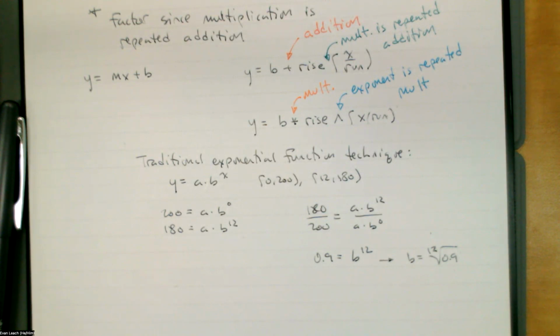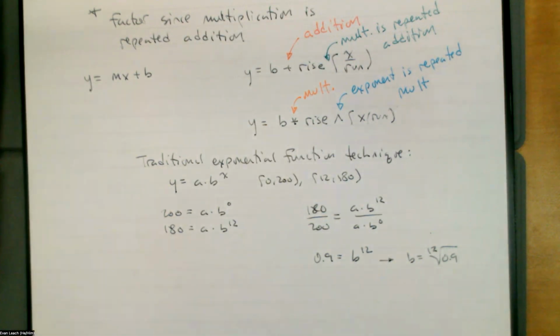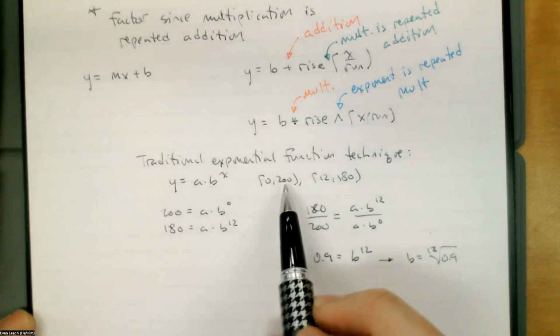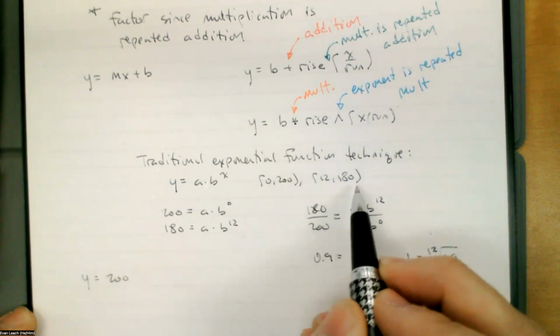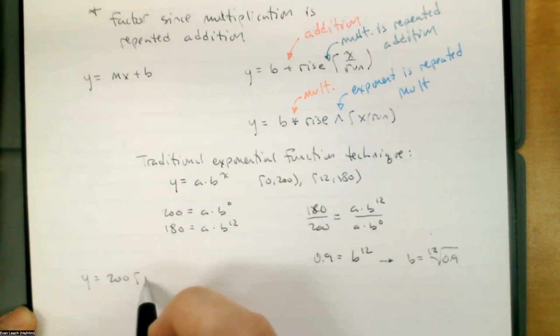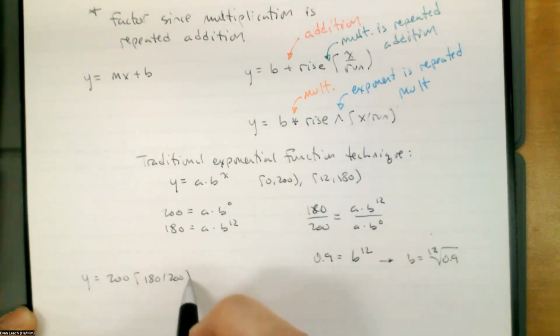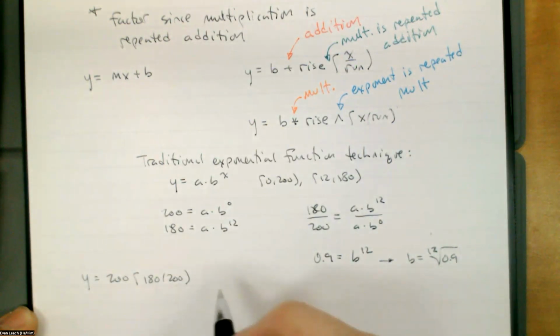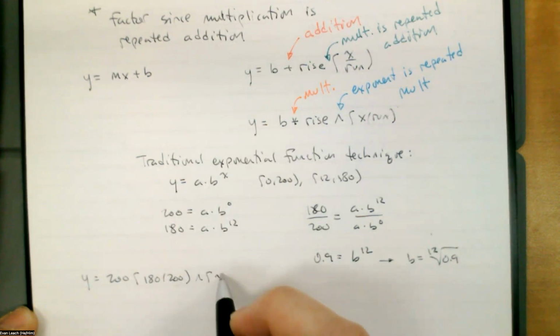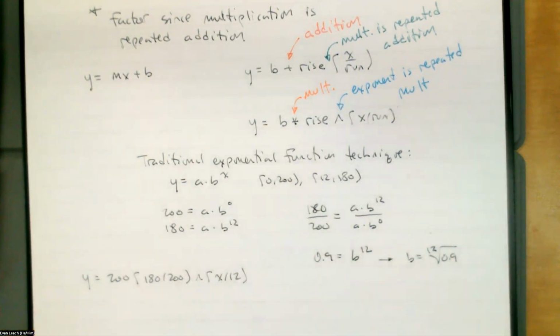But we come by the same result if we just think about what we want to have happen. Our exponential function starts at 200. And we want to get down to 180. So we're going to multiply by 180 over 200. That's the 0.9. That means 200 times the 180 over 200. I want to do this one time, but I want that one time to happen when x is 12. So that's why we raise to the x over 12. The number of times we want to multiply by 180 over 200 is once when x is 12. So our exponent should be x over 12.